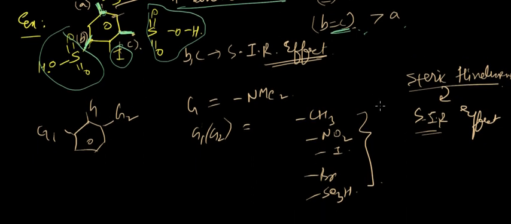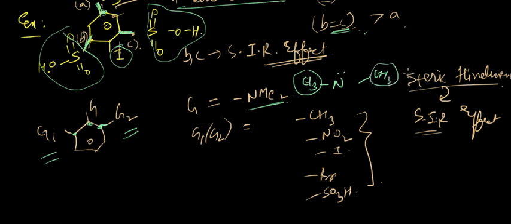Some of you might have questioned what nature of groups should be at the two ortho positions of NMe2 in this structure, so that we can have a fair look at whether the SIR effect is going to happen or not in this compound. So this G1 or G2 may be any combination of either methyl, nitro, iodo, bromo or sulfur group.